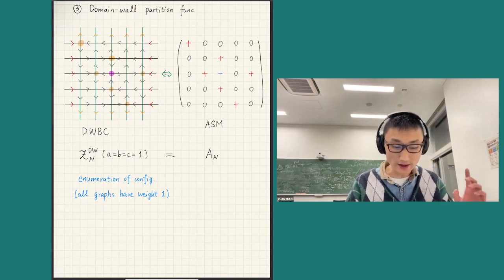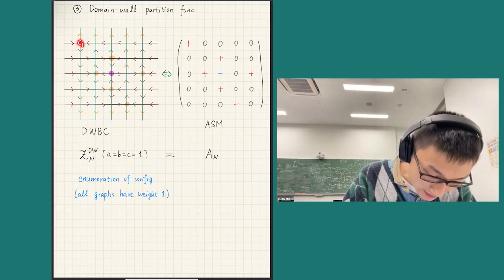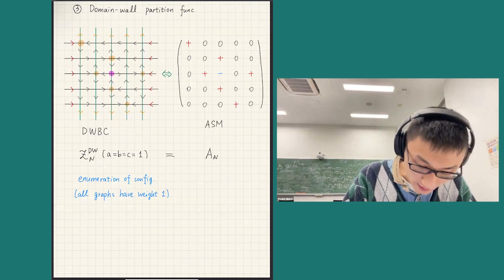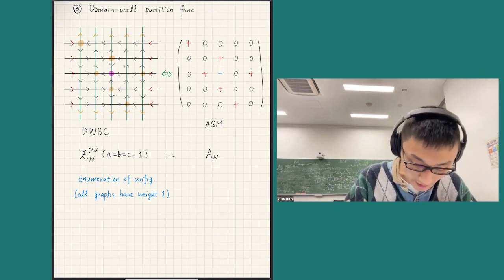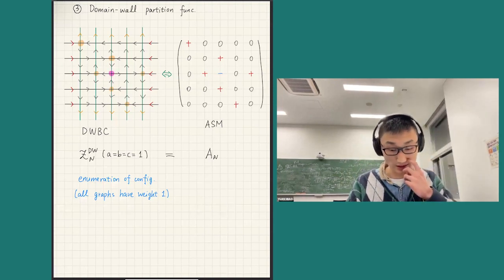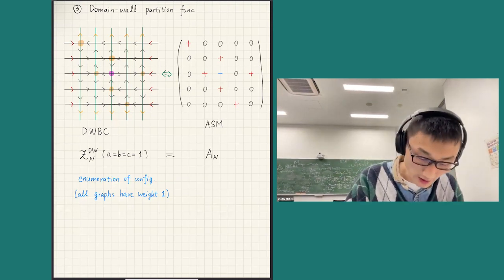And the rules are actually very simple. For any of these C1 vertices, you replace the C1 vertex by a plus here. And for a C2 vertex, you replace it by a minus sign here. And for the other A and B vertices, you just put 0.